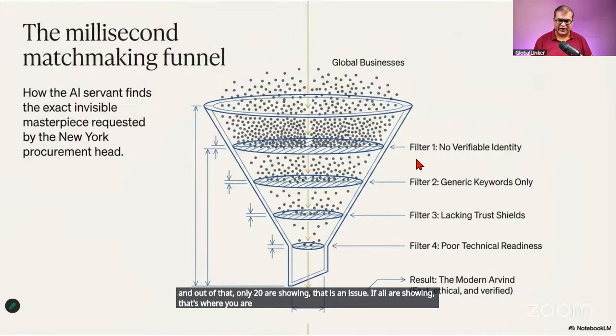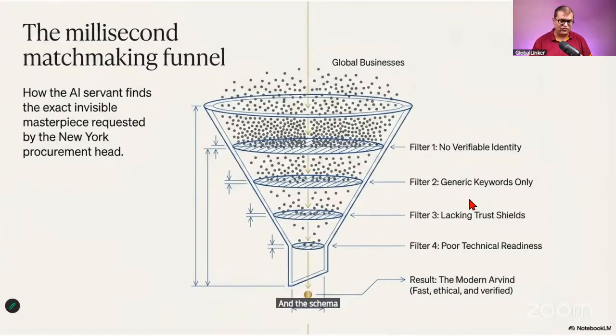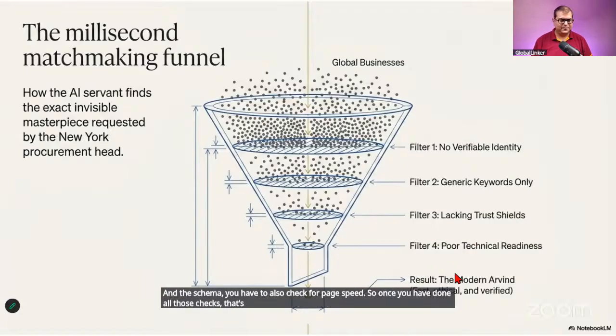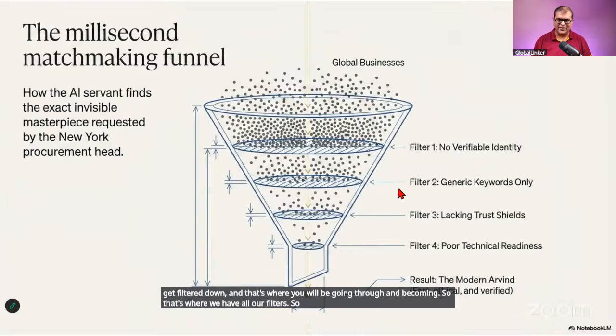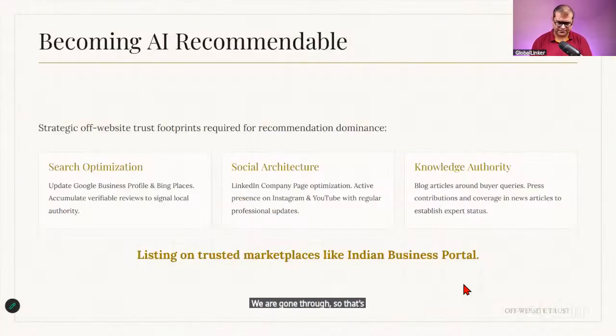So you have to check for indexation, you have to check for the schema, you have to also check for page speed. Once you have done all those checks, that's where it will get filtered down. So that's where we have all our filters. This is the identity, and then we have the products and keywords, and then we have the trust, and this is where we have the technical readiness, and that's the final filter. And after that, we have gone through. So that's the architecture.